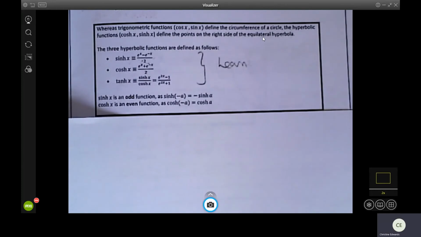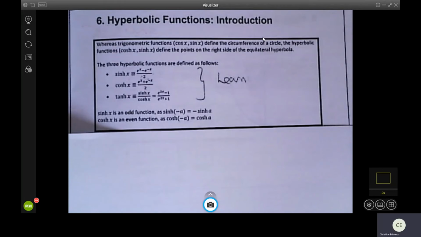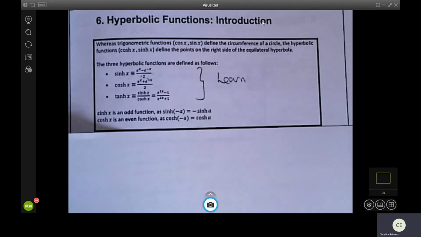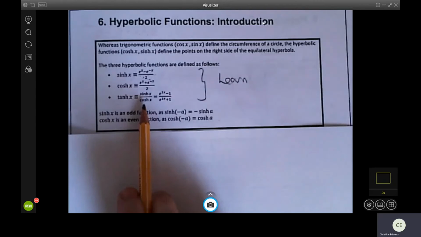This video introduces hyperbolic functions. Hyperbolic functions are a family of curves that are defined in terms of exponentials, as you will see in the notes at the top of the page.